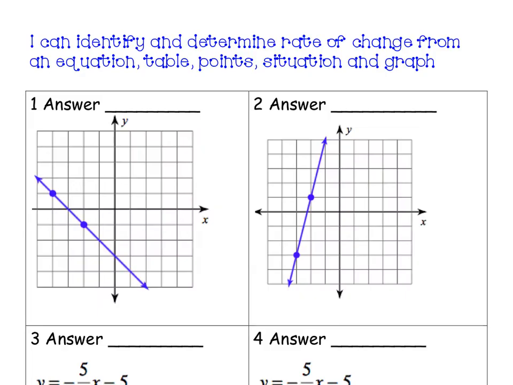Okay. We have to determine the rate of change from a table, points, situations, graphs, equations. Okay. So looking at the first one, I'm going to count from left to right. I'm going down 2 over 2 to get there. Down 2 over 2. When I divide those, I get negative 1. Okay. Start from left to right. This time I'm going up 1, 2, 3, 4 and over 1 to get to this point. So 4 over 1, which is just 4.